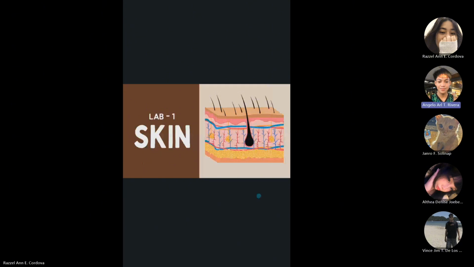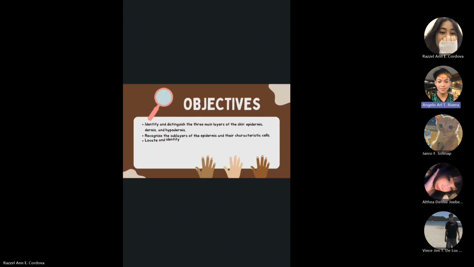Our objectives for these lessons are to identify and distinguish the three main layers of the skin, the epidermis, dermis, and hypodermis; recognize the sublayers of the epidermis and their characteristic cells; and lastly, locate and identify the accessory structures of the skin such as hair follicles, sweat glands, and sebaceous glands.